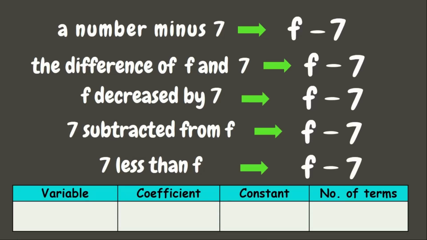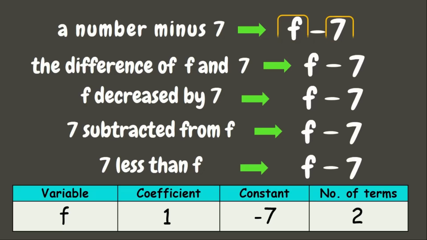Now, let us identify the variable here. Again, our variable is the letter, which is very good, is letter F. And now, let's take a look for the coefficient. Since there's no number before our variable here, therefore the coefficient here is 1. Next one is the constant. The constant here is -7. Now, let us count the number of terms. So we have here minus that separates the terms. So we have F and 7. So that is 2 terms.